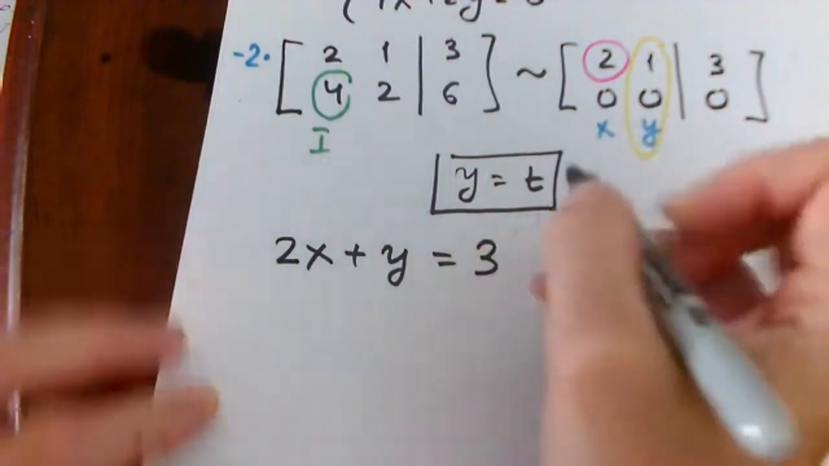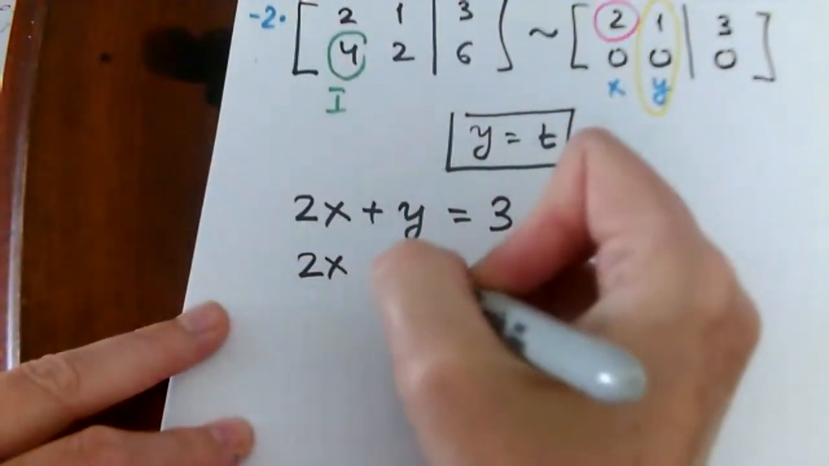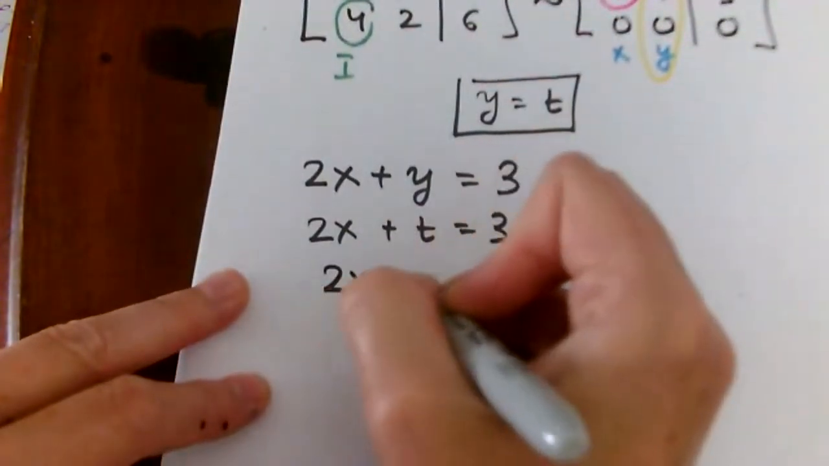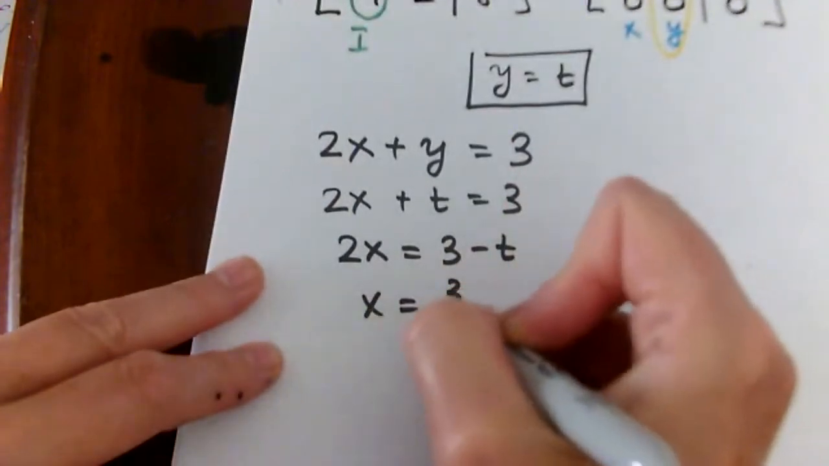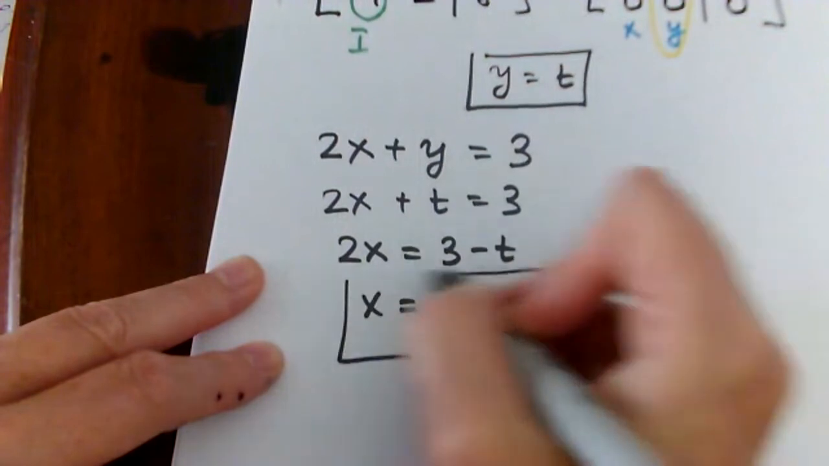2x plus y is equal to 3. We substitute y with t: 2x plus t is equal to 3. And we express x. x is equal to 3 over 2 minus t over 2. So this is our x.